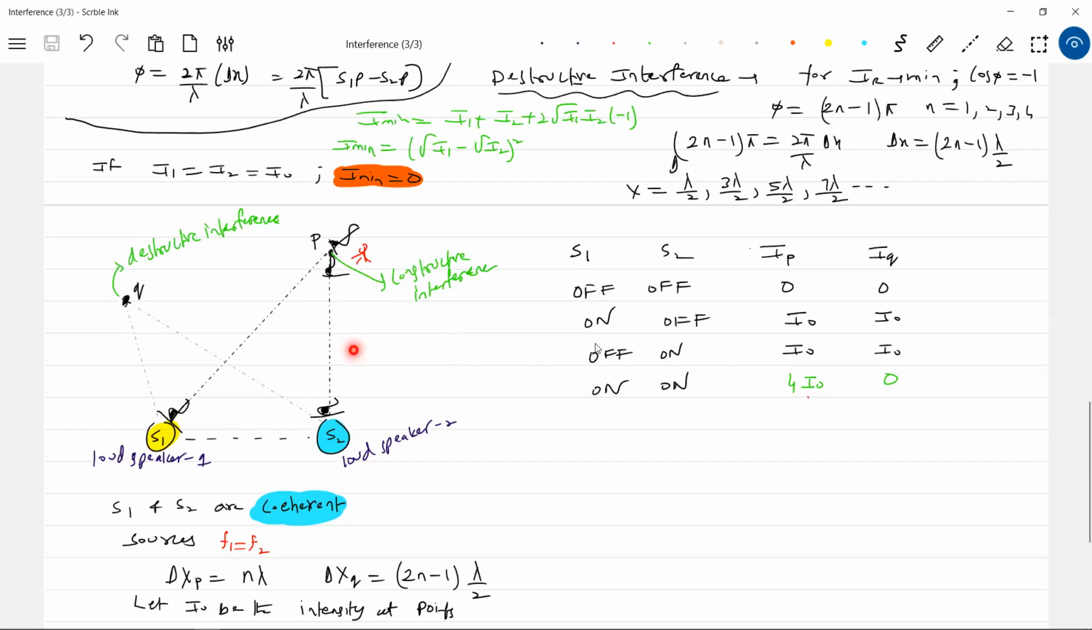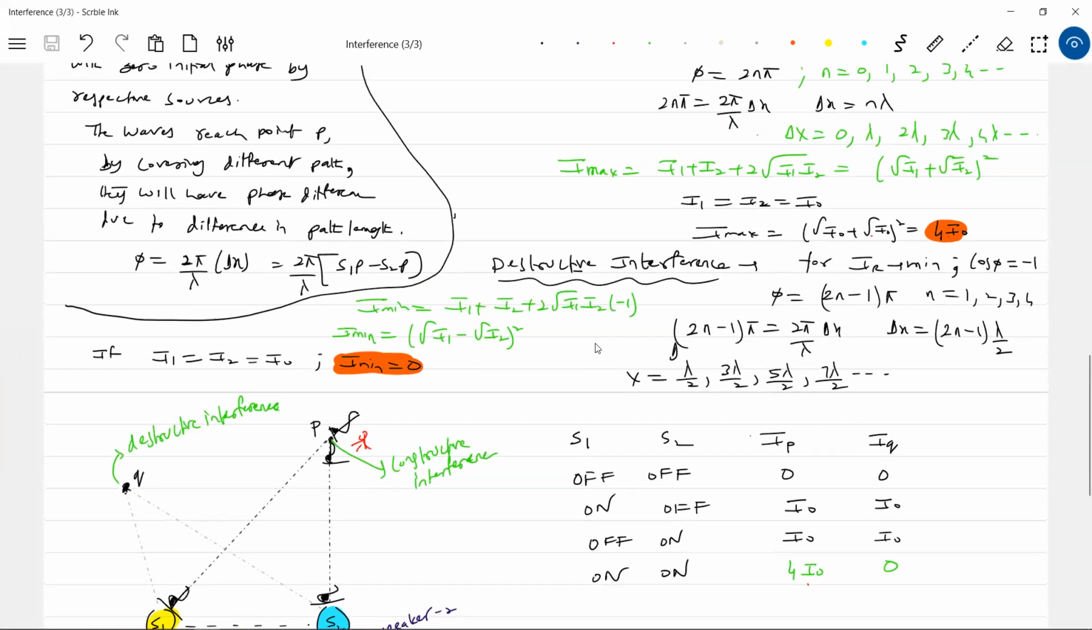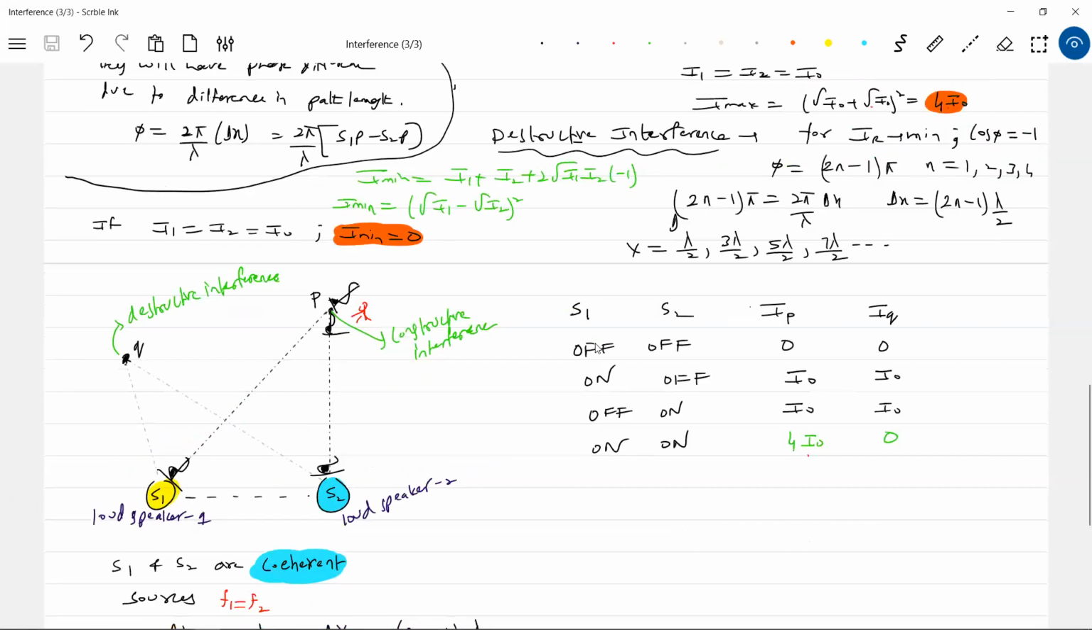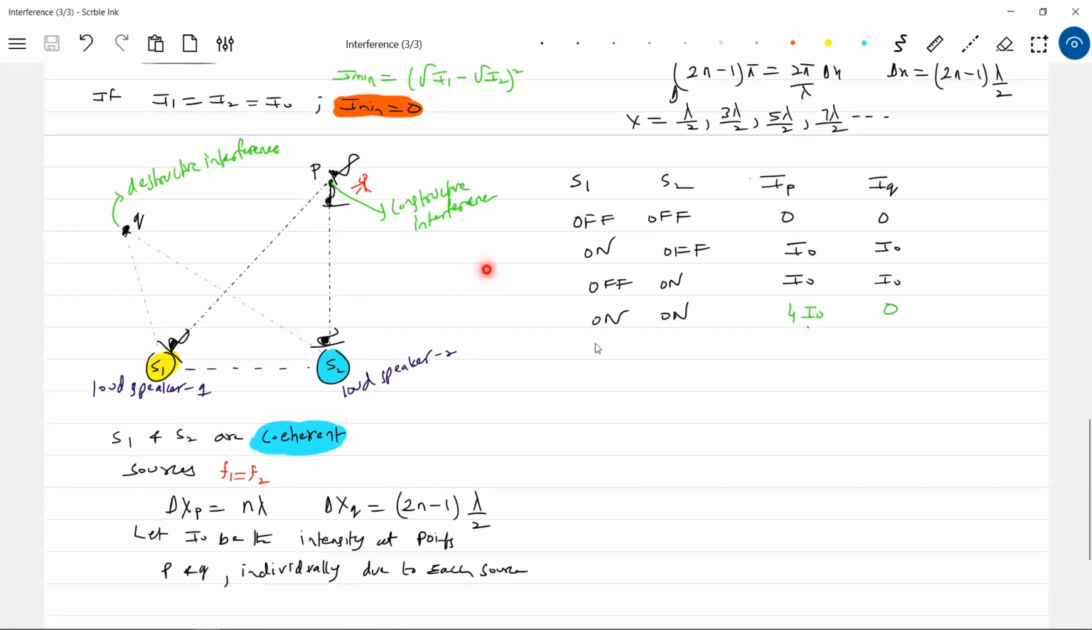So how do we identify points where constructive interference occurs? Where the path difference is equal to n lambda. It means I will measure to this particular point. This way will cover some distance, and this will cover another. The difference in path, the difference in length traversed by the two, if it is equal to n lambda, it will be constructive interference.